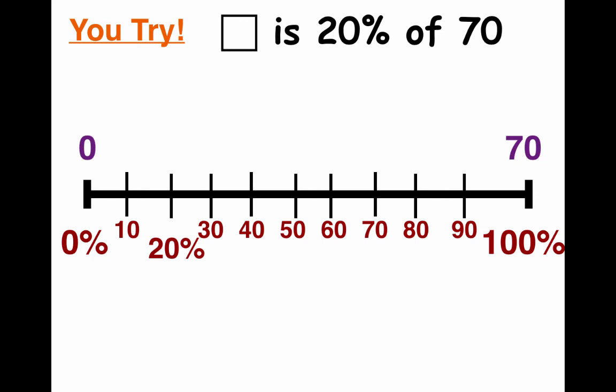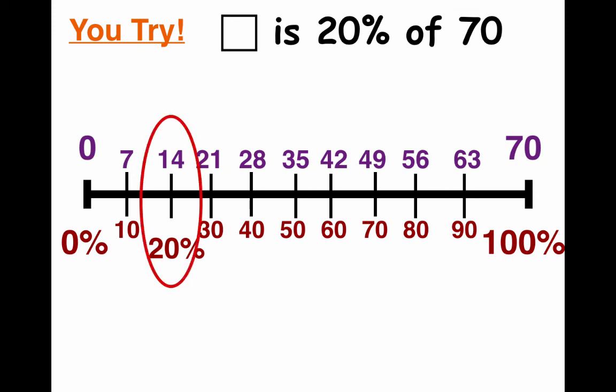That'll make this easy. Now, to get the top part of the number line, we got to take all 70 and divide it into 10 sections. So 70 divided by 10 is 7s. 7, 14, 21, 28. We're going to count by 7s. 35, 42, 49, 56, 63, 70. Perfect. Evenly divided up number line. So the answer is blank is 20% of 70. Well, there it is. 14 is at the 20% mark. So the answer is 14.